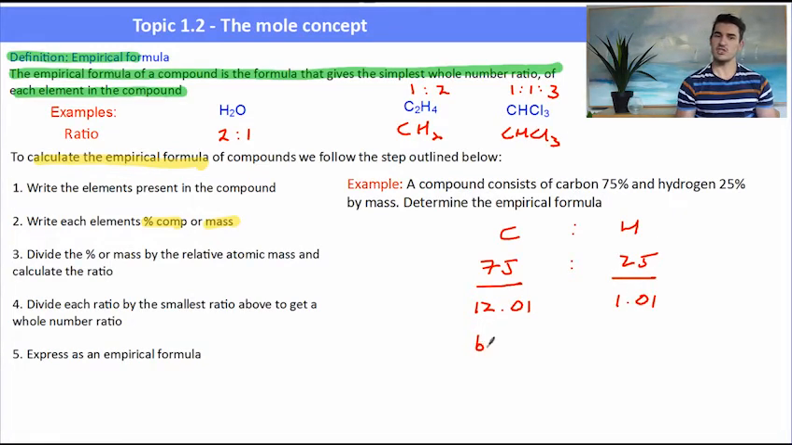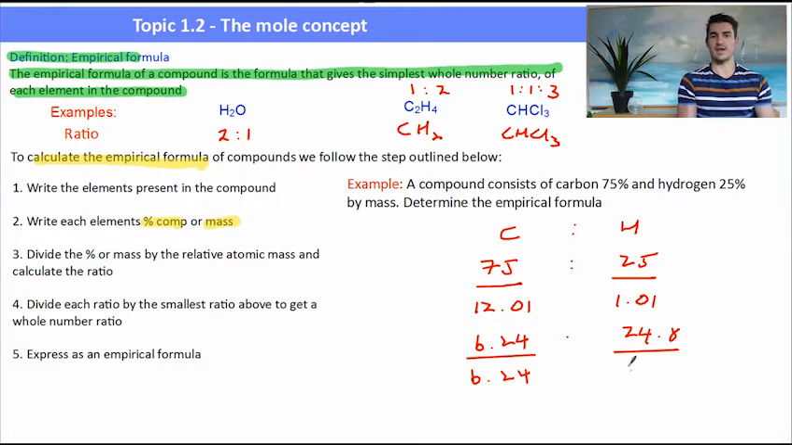To simplify our ratio, we need to divide the values by the smallest number, and then we're able to express it as the simplest ratio. So here we have 1 carbon to 4 hydrogens, so the empirical formula is CH4, and that chemical is methane.